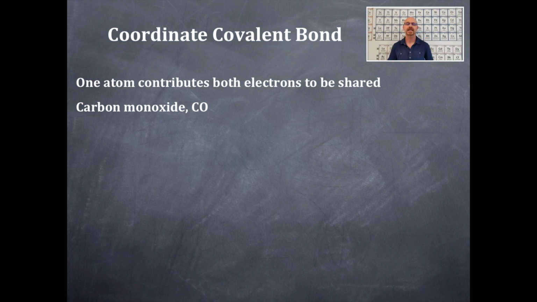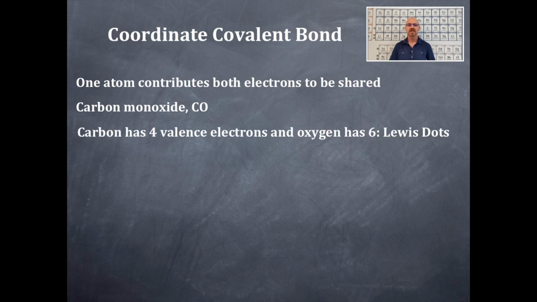We're going to look at our periodic table and determine the number of valence electrons in carbon and in oxygen, and that's 4 and 6 respectively. Okay, so carbon has 4 valence electrons, oxygen has 6 valence electrons. We're going to draw Lewis dots for each of the carbon and the oxygen with the appropriate number of dots. So carbon has 4 dots.